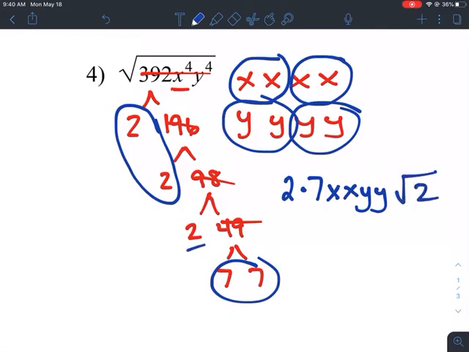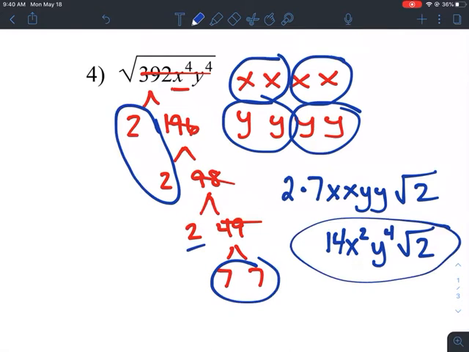So that means that once I put all this together, 2 times 7 is 14. 2 x's would be x squared. 2 y's would be y to the 4th. And then square root of 2. So, ta-da! There you go.